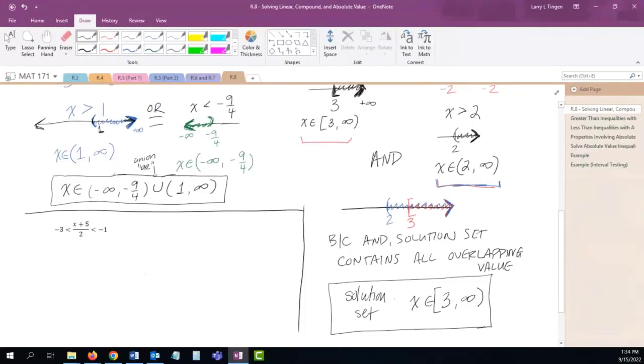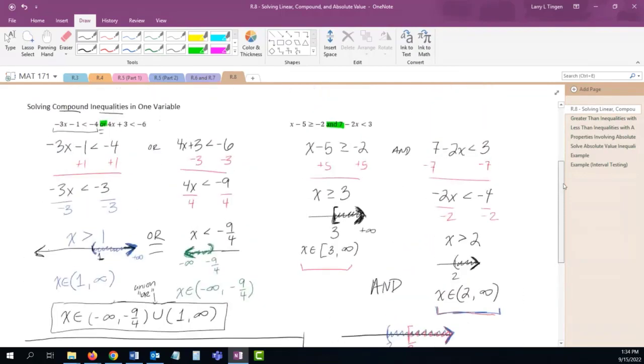All right. So the next one I have is a compound inequality, and this one is another and situation. Okay. Because what's going on here? -3 is less than (x plus 5) over 2, which is less than -1. x is trapped between two numbers. So I told you that my and up here on the top right, I've got it busted up into 2 pieces.